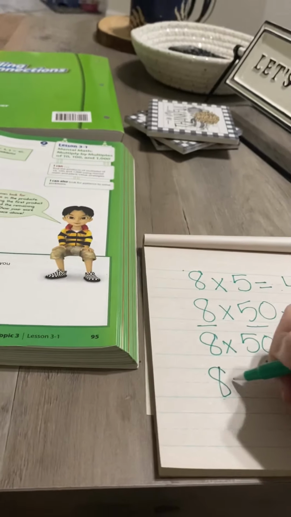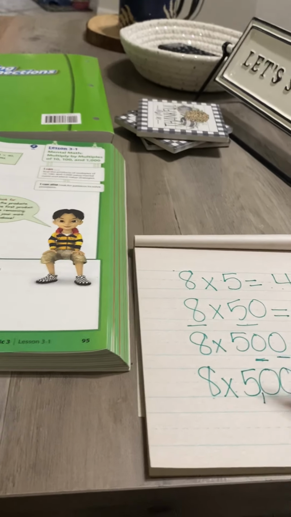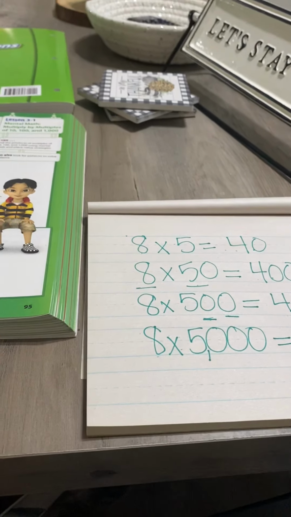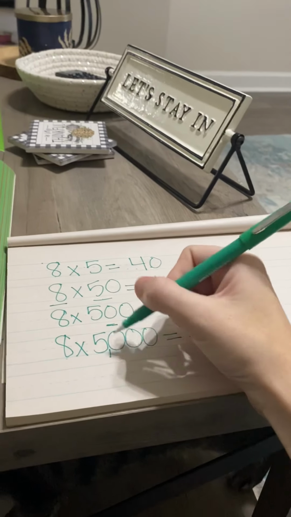And then 8 times 5,000. Okay. 8 times 5,000 is 40. And now I need 3 zeros. 1, 2, 3.